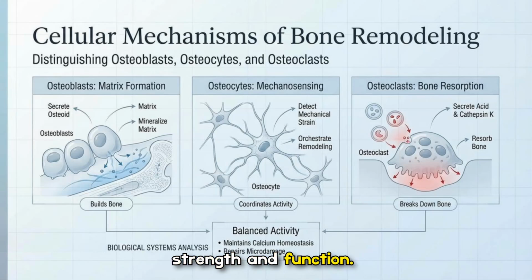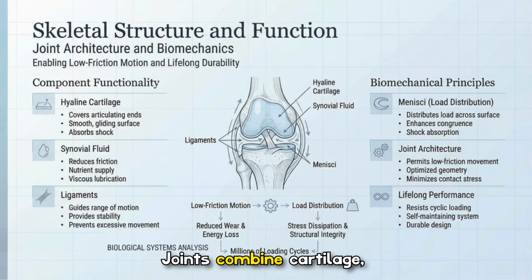Joints combine cartilage, synovial fluid, ligaments, and menisci, and optimize geometry to enable low friction motion and long-term durability. Cartilage provides a smooth, shock-absorbing surface. Synovial fluid lubricates and nourishes tissue, and ligaments guide motion and stabilize, all working together to distribute load and minimize wear over millions of cycles.